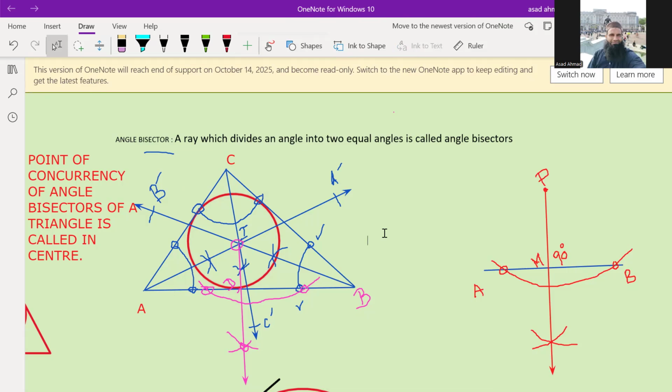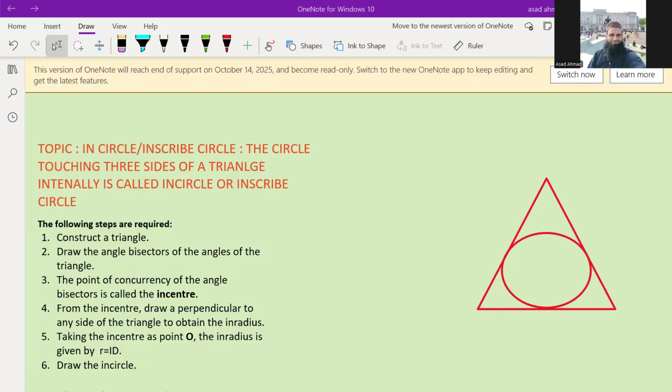So for in circle, once the diagram is completed, you will see that the circle is touching all three sides of the triangle internally. So this circle is called in circle. Its center is called in center, and its radius is called in radius or inscribed radius. In this case, I to D is taken as inscribed radius. So actually we need to draw in circle.